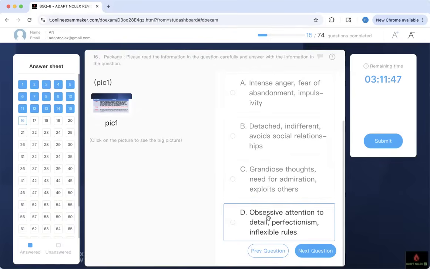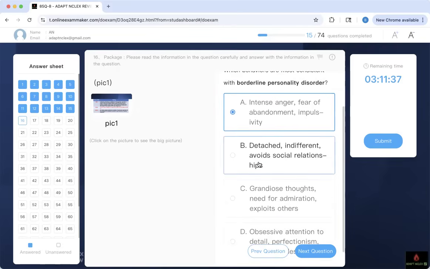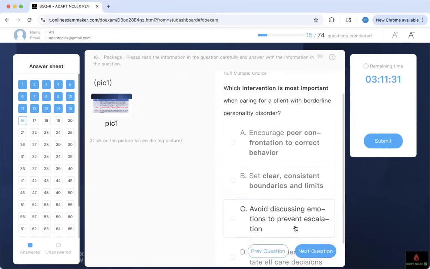This is how they can ask you about personality disorder. Don't make it difficult. You know it. You can see that the patient who looks like borderline personality has intense anger, fear of abandonment, and impulsivity. That's the one.